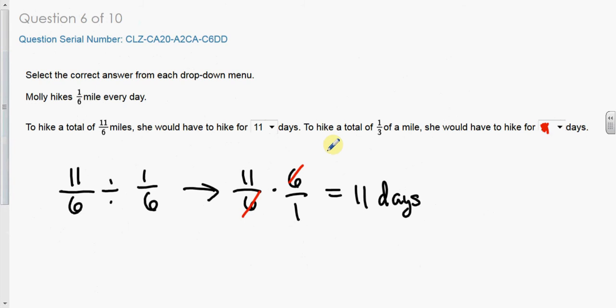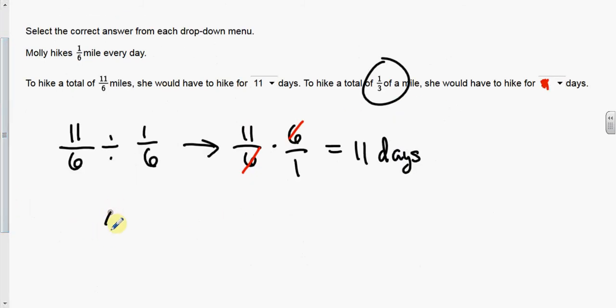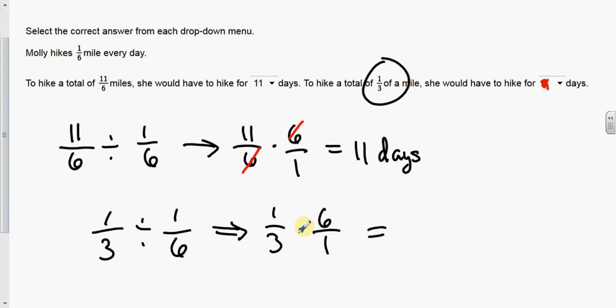Then it says to hike a total of 1/3 of a mile, she would have to hike for how many days? Well, if she hikes 1/6 of a mile every day, and the total is 1/3 of a mile, we take the total and divide it. So 1/3 divided by 1/6 becomes the unit ratio. That is, for each day she can hike 1/6 miles. So this implies that we have 1/3. Convert the division sign to multiplication. Flip the second fraction. So this is 6 divided by 3. 1 times 6 is 6. 3 times 1 is 3. And so we divide, you just get 2.